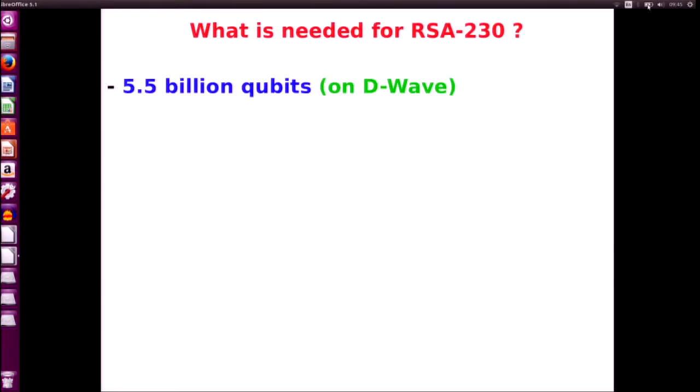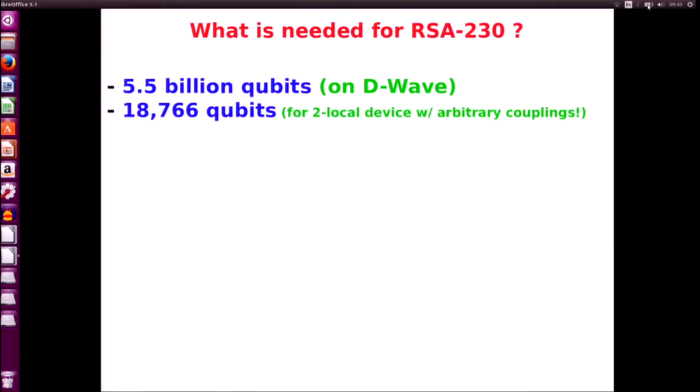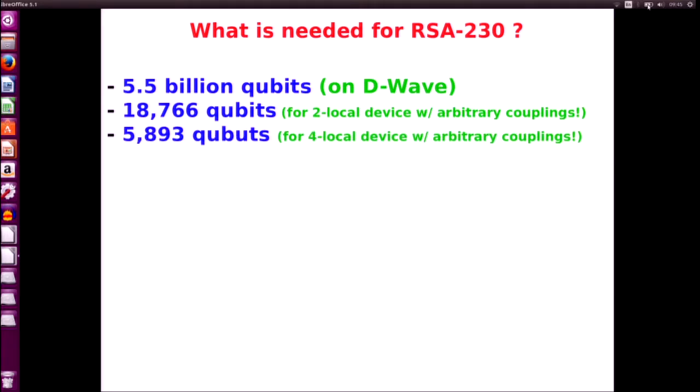So what is needed to factor RSA 230, for example? We want to do something that a classical computer has never done before. So the answer is 5.5 billion qubits on a D-Wave. If D-Wave had arbitrary couplings, not just the Chimera couplings, but arbitrary couplings, this could be reduced to 18,000 qubits. If we had a 4-local device with arbitrary couplings, this would be reduced to under 6,000 qubits. Multi-qubit interactions can be quite powerful, because if you want to reduce a multi-qubit interaction into 2-local interactions, you need a lot of auxiliary qubits for that.